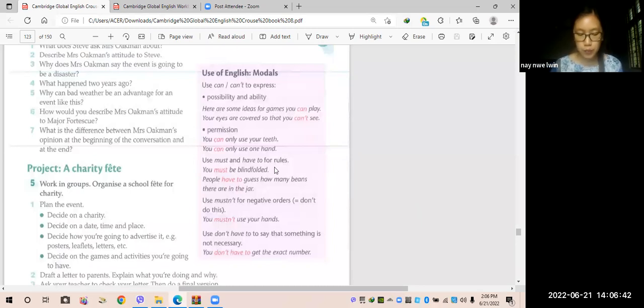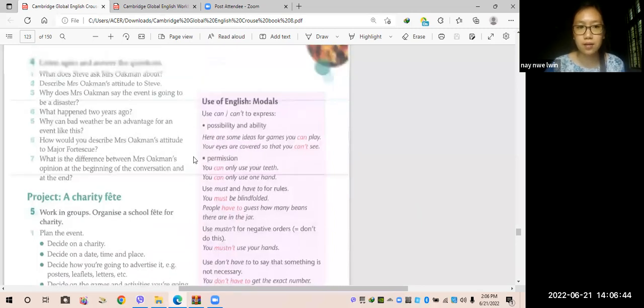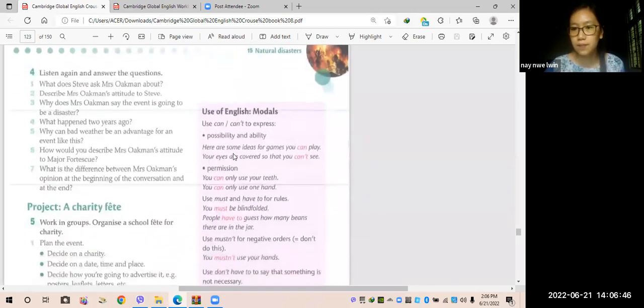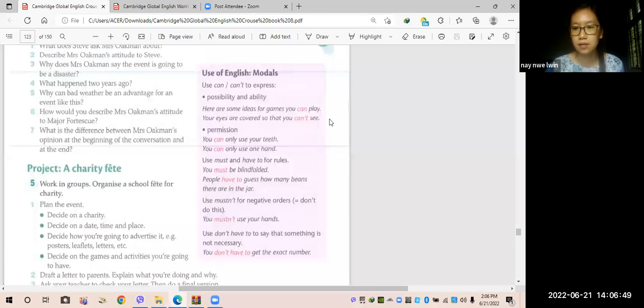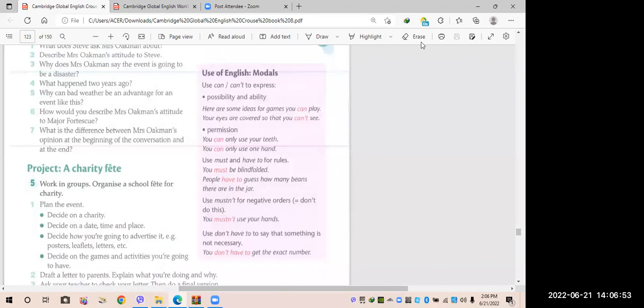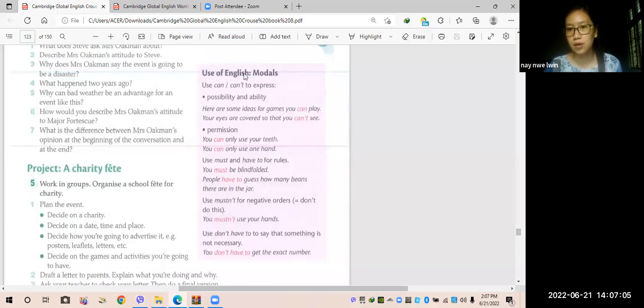Okay, so lastly we have finished listening, number 4. So let's move to the use of English here. So modal verbs. So what are modal verbs? Tell me again. What are modals?